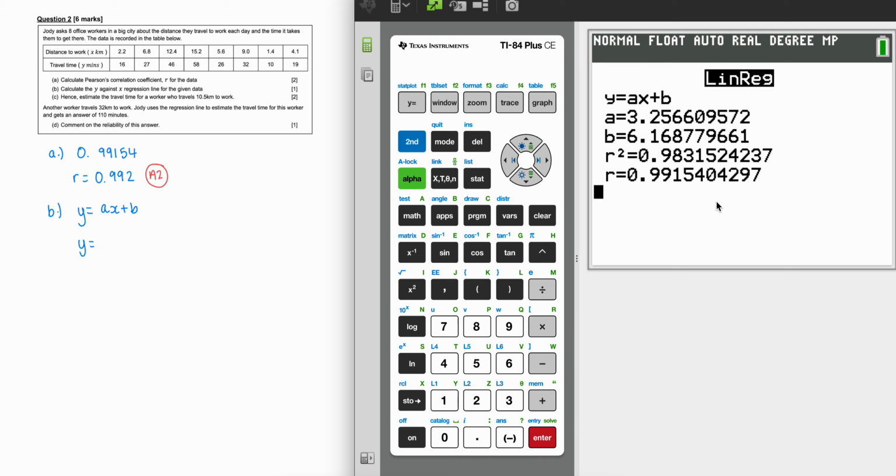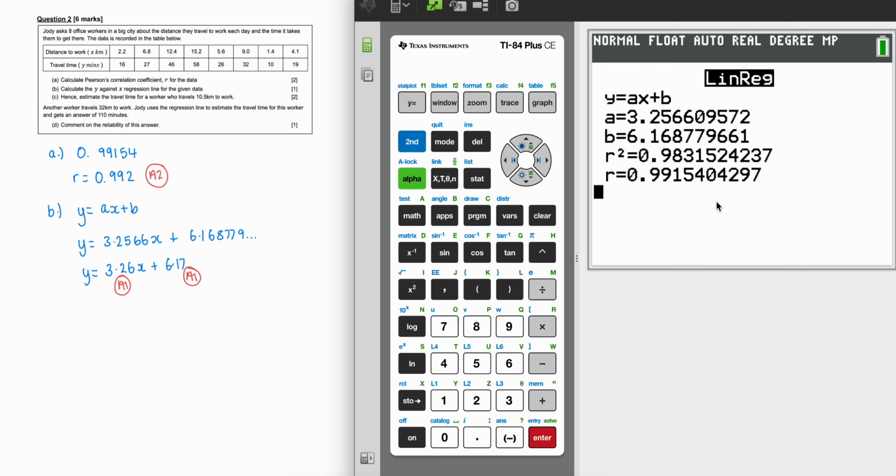So y is equal to 3.2566x plus, and then the b value is 6.168779, and so on. And to 3 significant figures for the IB, that would be 3.26x plus 6.17. Okay. So for the second part there, there's 1 mark for correctly getting the first part and 1 mark for correctly getting the second part.